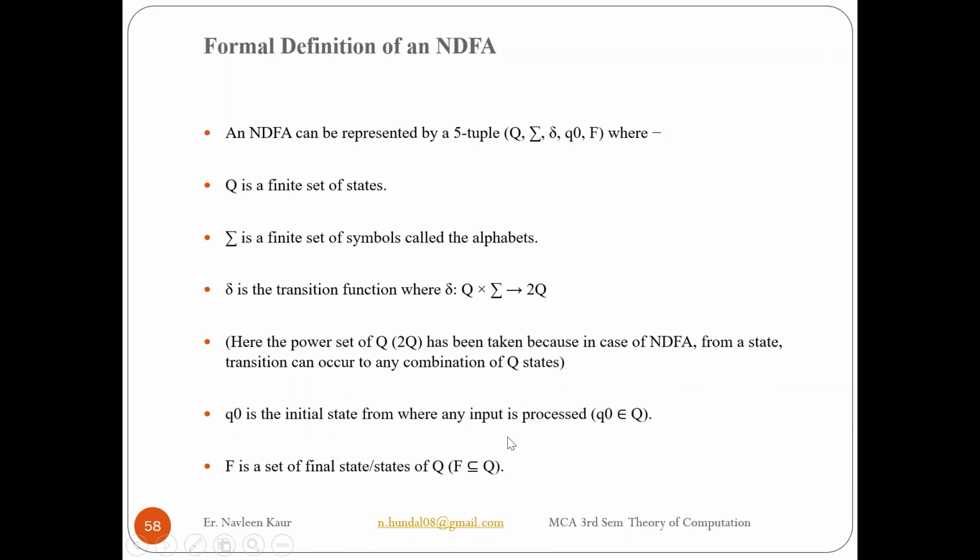Q naught is the initial state. This is the same as our DFA, and F is the set of final states. This is also the same as the DFA. The only difference is in the transition function, where the next state can be so many. There are combinations of 2 raised to power Q, where Q is how many states you have currently.